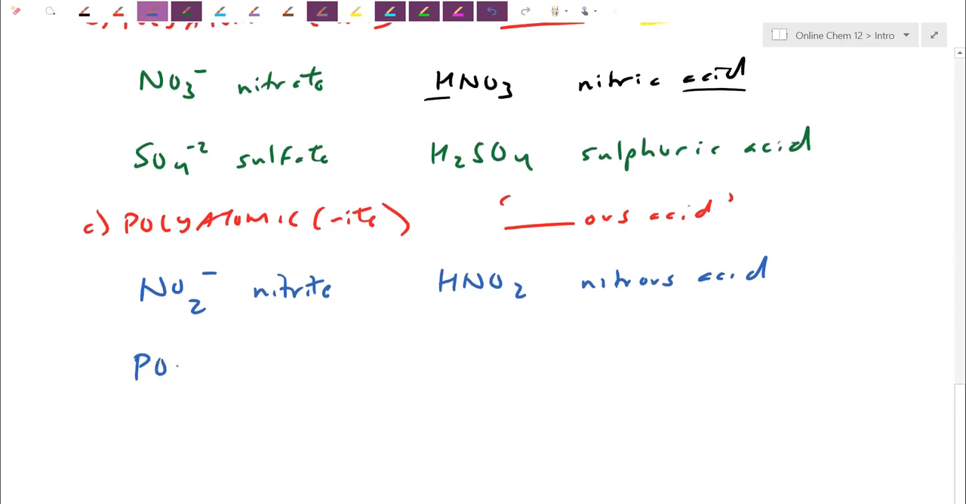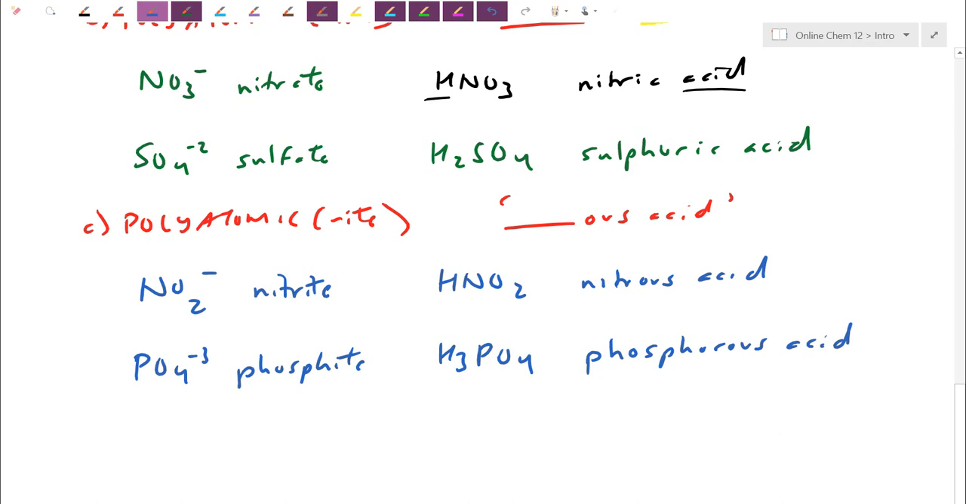Let's do our phosphate again, PO4 3-. So this one here is phosphite. How many H's would I need to fully counterbalance this charge? Well, every H is plus 1, so I need H3PO4. And in this case, we're going to, again, drop the hydro, but we're going to call it phosphorus acid. Right, so H3PO4 there.